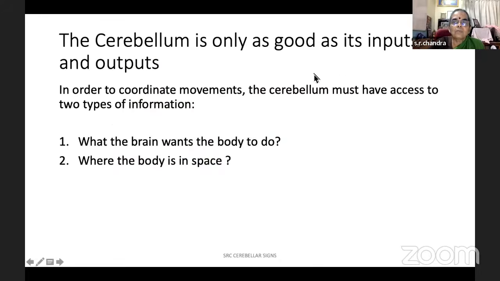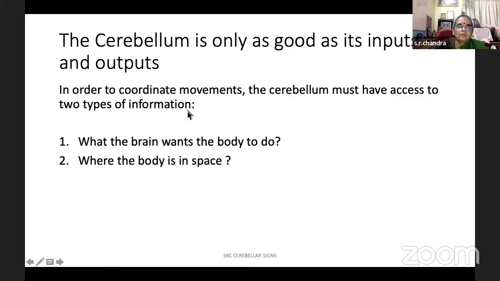So the cerebellum is only as good as its inputs and outputs, because we saw that it is an information processing center for learning and programming movement. So it has to learn about what the body parts are like now, and then it will have to program and carry out the desired motor activity. So it has to be connected. The cerebellum is as good as its inputs and outputs.